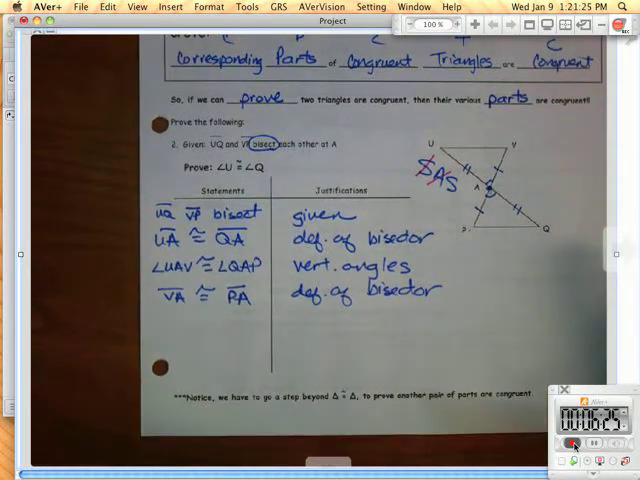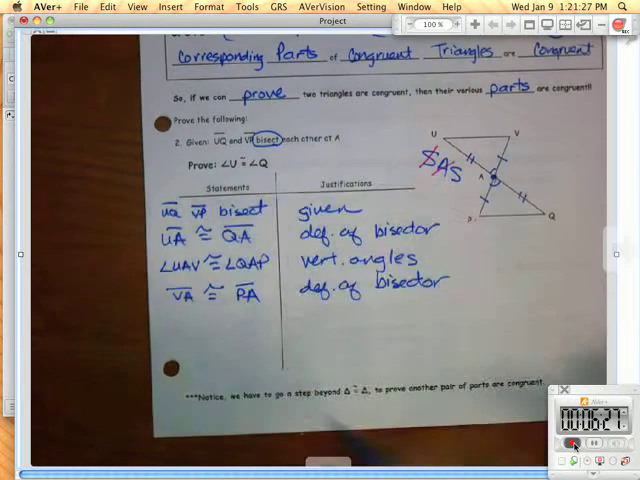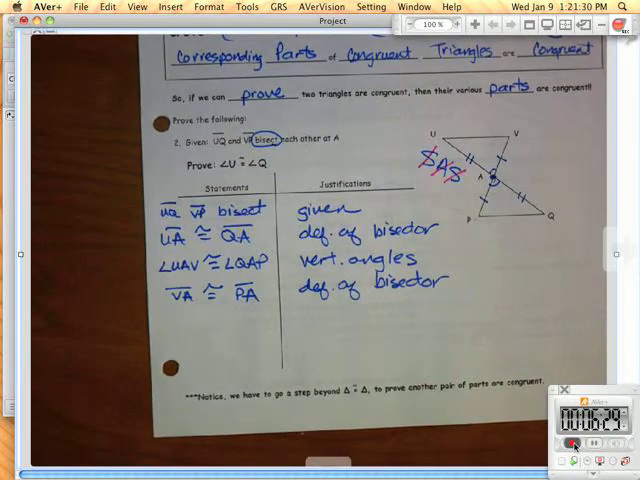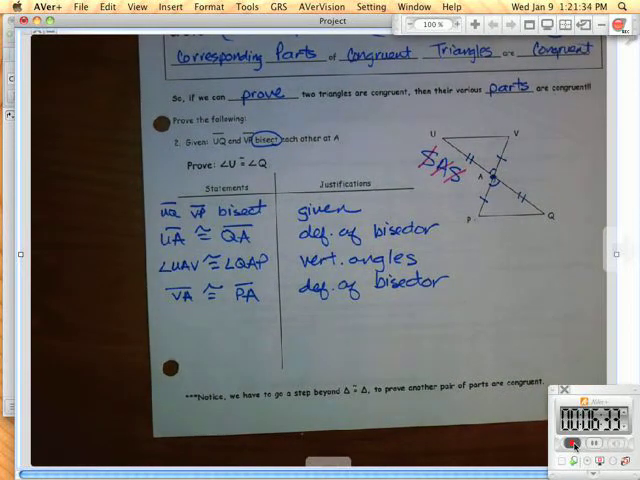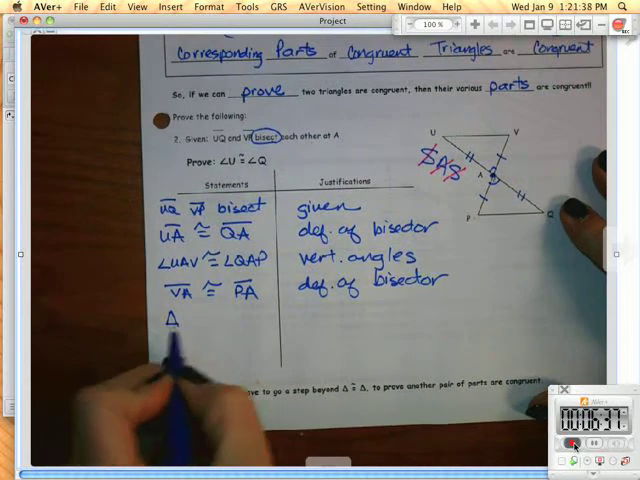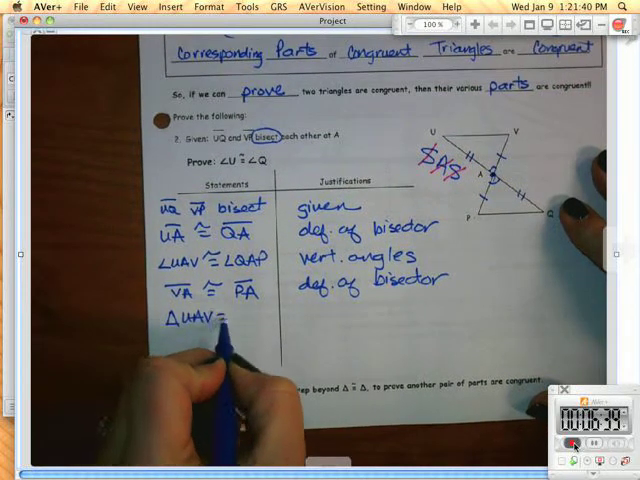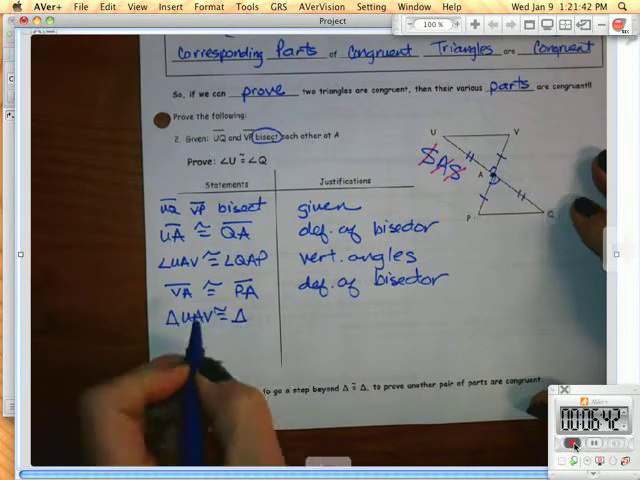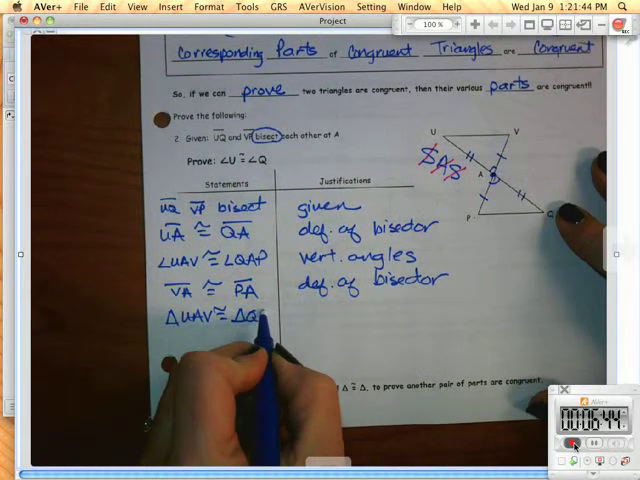Okay, so side. I did the three things I need. Now I can say that the two triangles are what? I'm going to do my congruence statement. I'm going to say triangle, don't turn the page yet, UAV is congruent to triangle QAP, making sure I do it in the right order.